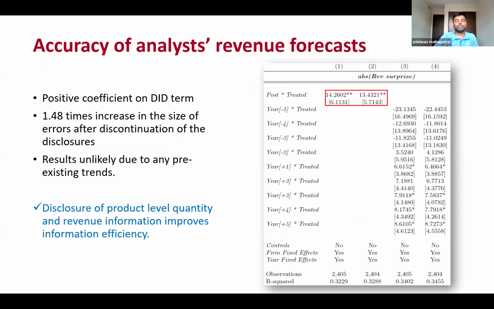And what we find is this revenue forecast error goes up significantly. There's a 1.48 times increase in the size of the errors after the discontinuation of the disclosures. And these results are unlikely due to any kind of pre-existing trends. We do a pre-trend test as well. So disclosure of product level quantity and revenue information perhaps improved informational efficiency in the pre-period.